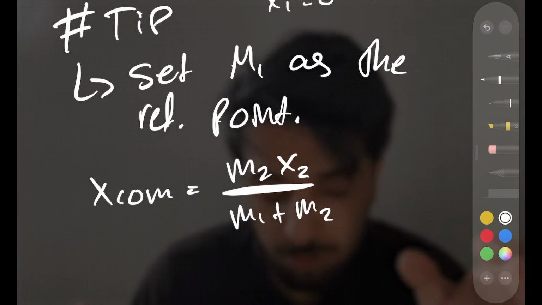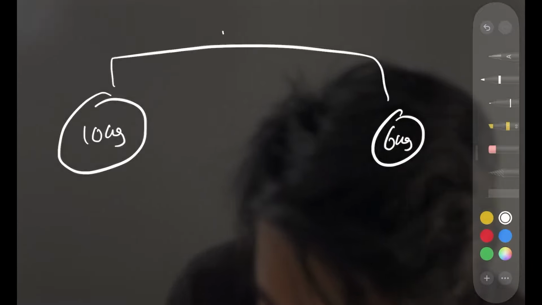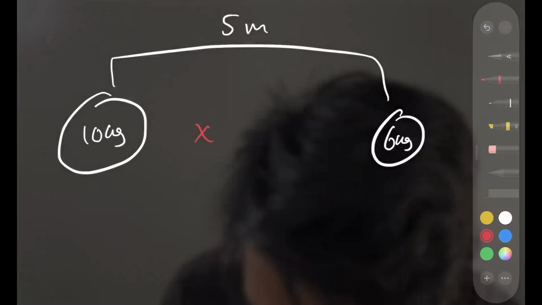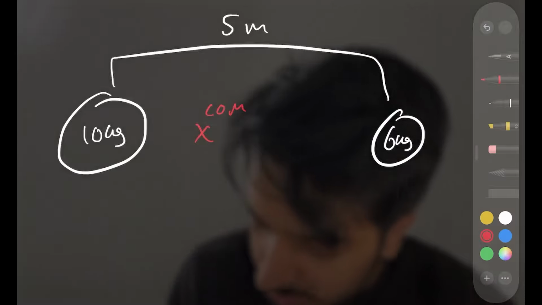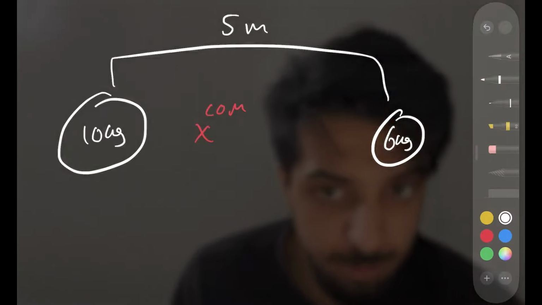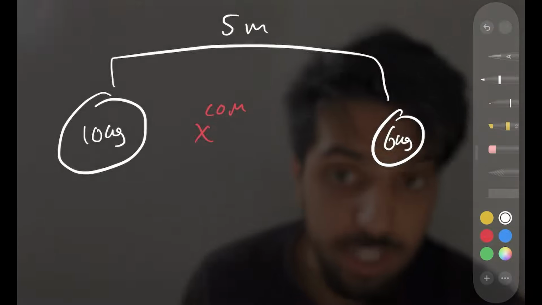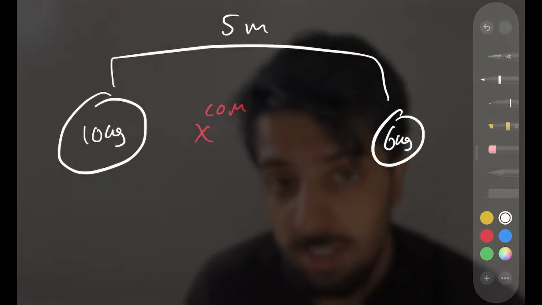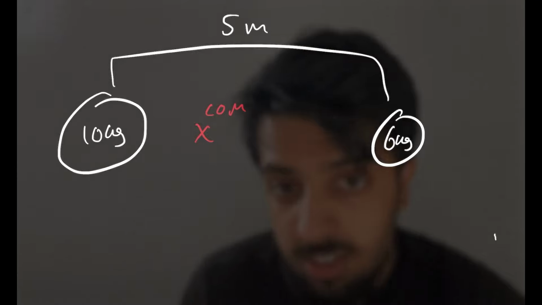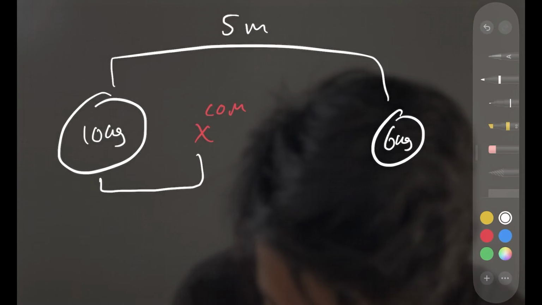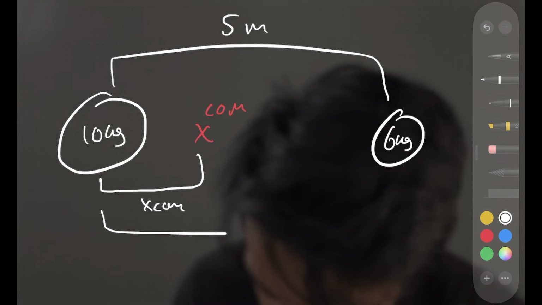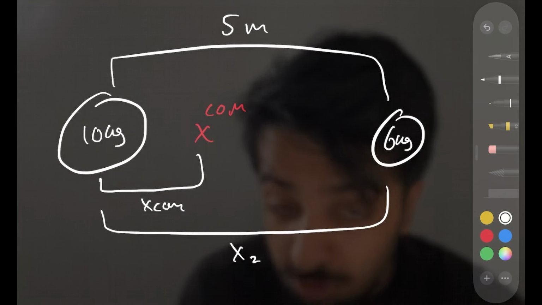So now, using that knowledge, we can go on to some practice problems. Say we have a situation where we have a larger 10 kg mass and a smaller 6 kg mass, the distance between these 2 points is 5 meters, and our center of mass is going to be somewhere over here. Again, setting M1 as the reference point, we can call our M1 our 10 kg mass. So if our 10 kg mass is our reference point, the only distances that we need are our x center of mass and our x2, which we know is 5 meters.